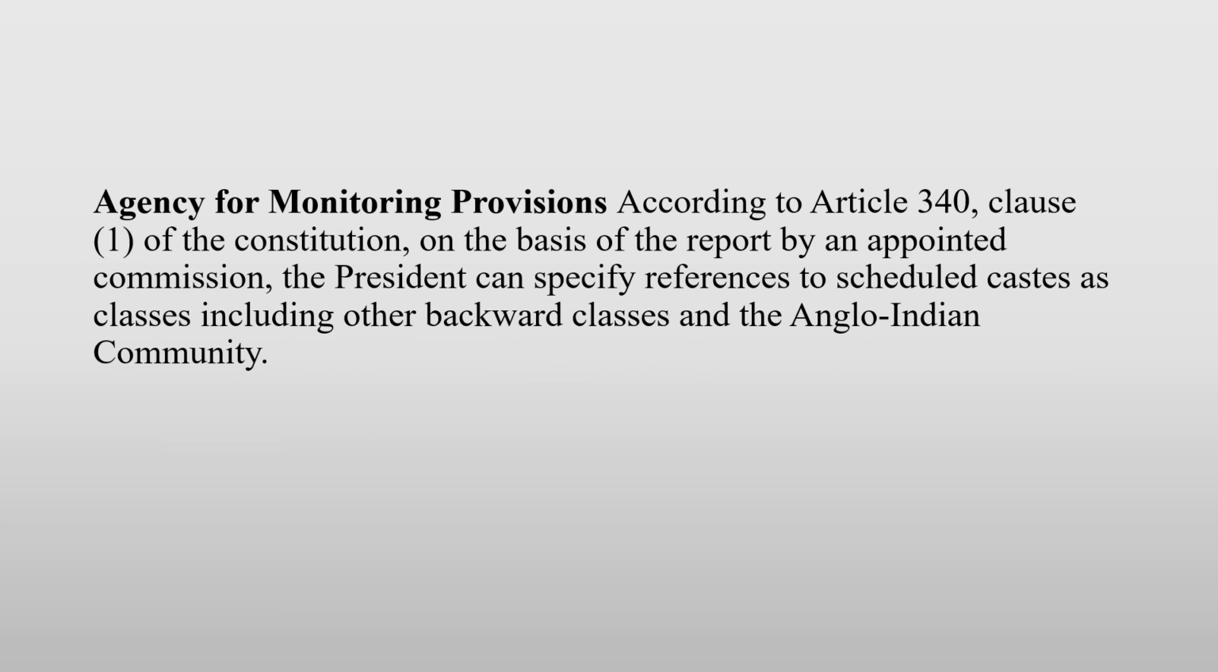Agency for monitoring provisions. According to Article 340, Clause 1 of the Constitution, on the basis of the report by an appointed commission, the President can specify references to scheduled castes as classes including other backward classes and the Anglo-Indian community.